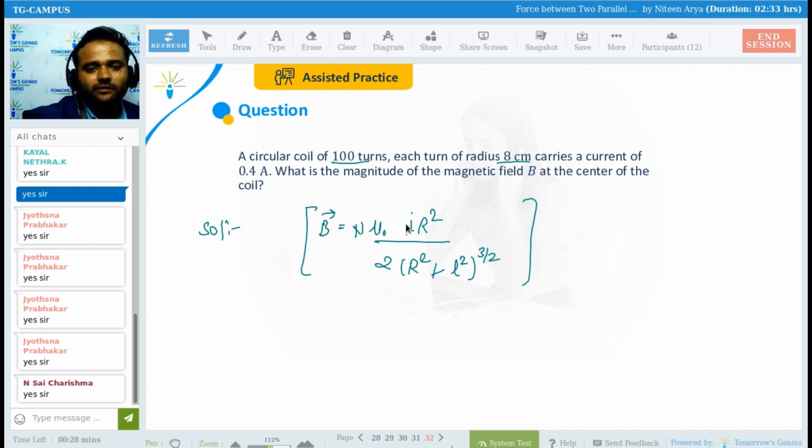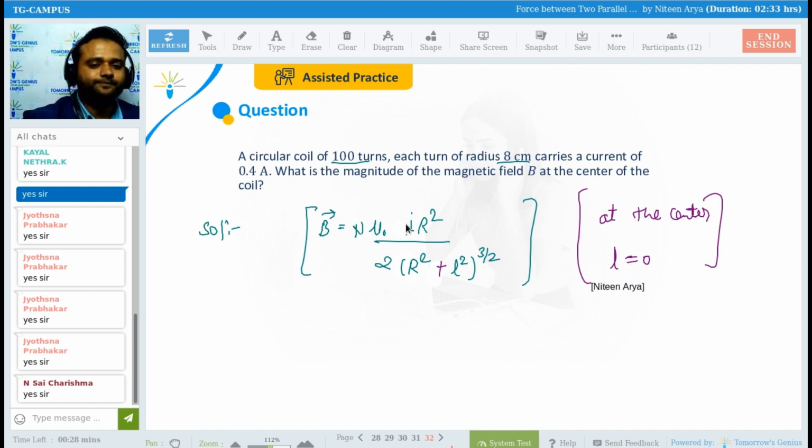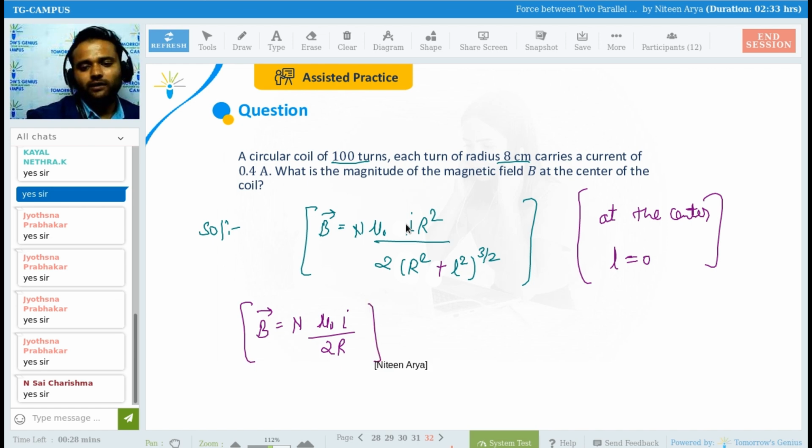What is the meaning of saying at the center? Nothing as such: L is 0. Clear, beta? So the moment you put this, your magnetic field becomes mu naught I upon 2R. Put the values and get the result.